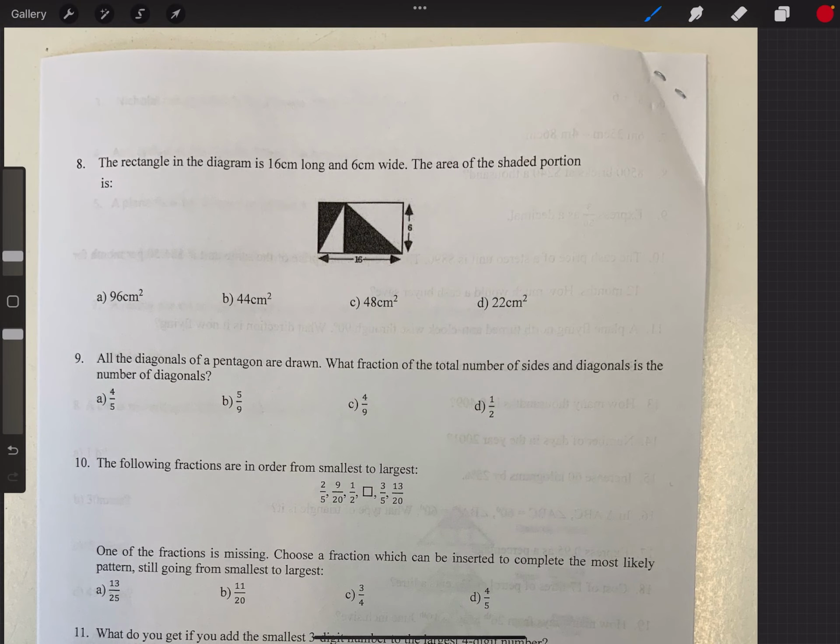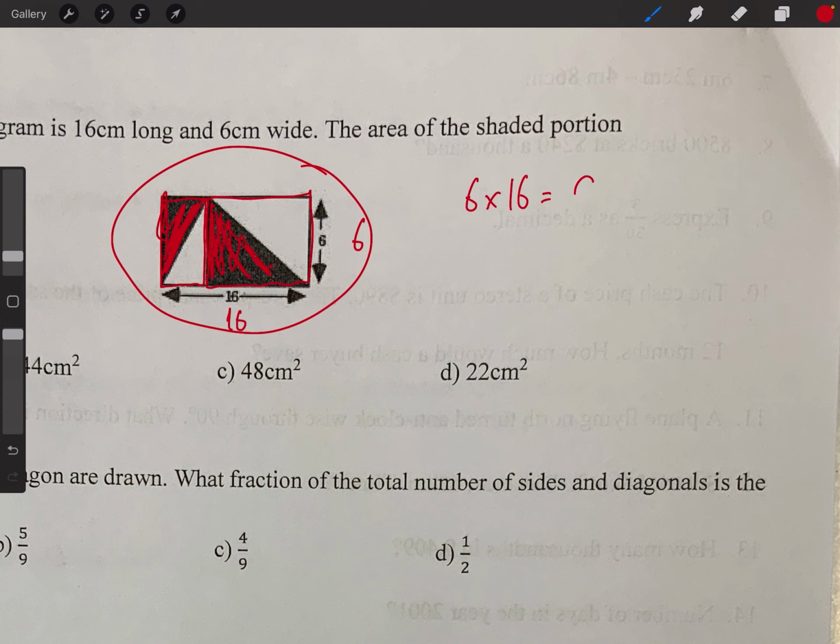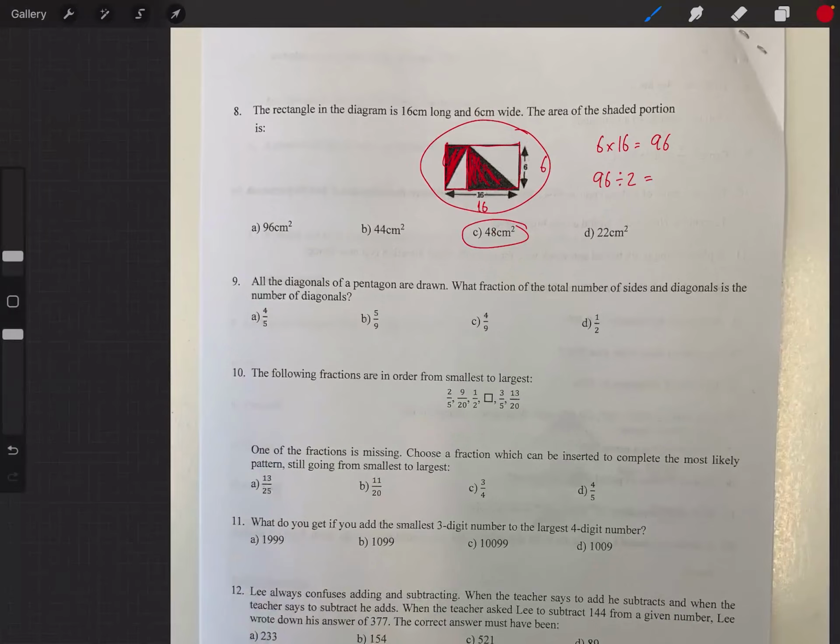The rectangle diagram is 16 long and 6 wide, so that's 16 and that's 6. The area of the shaded portion is, let's look at this rectangle here. The shaded bit is half of the rectangle, right? And then also on this side, this shaded bit is also half of that rectangle. So together, the shaded region is half of the whole area. The whole area is 6 times 16, which gives us 96. And then because it's half, we do 96 divided by 2, and that gives us 48. So the answer should be 48.